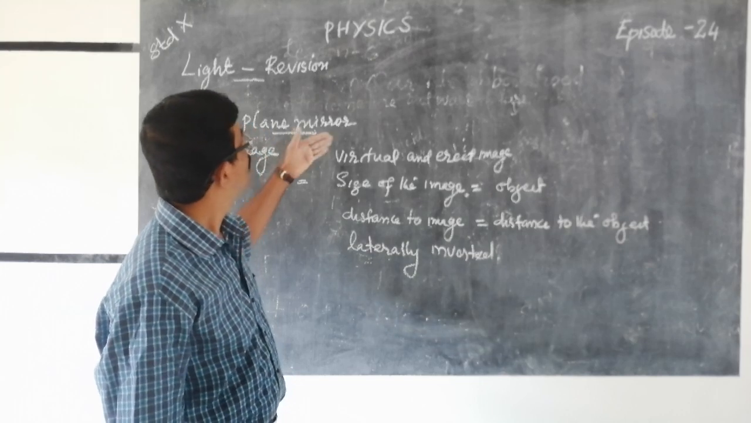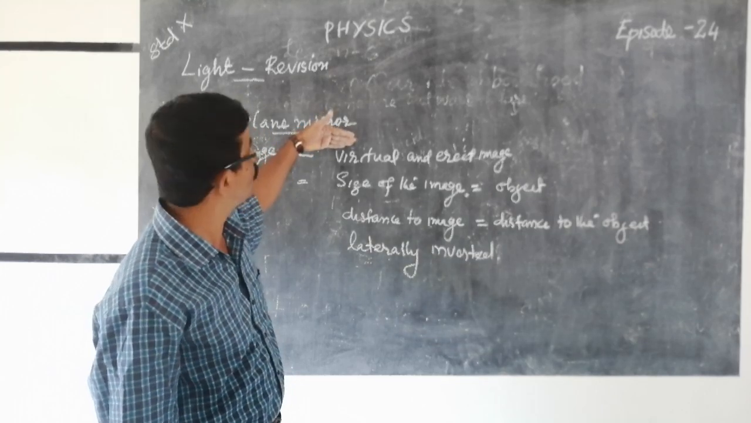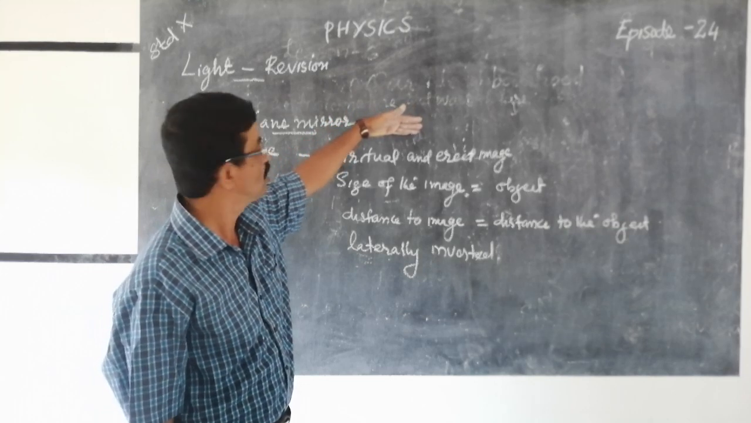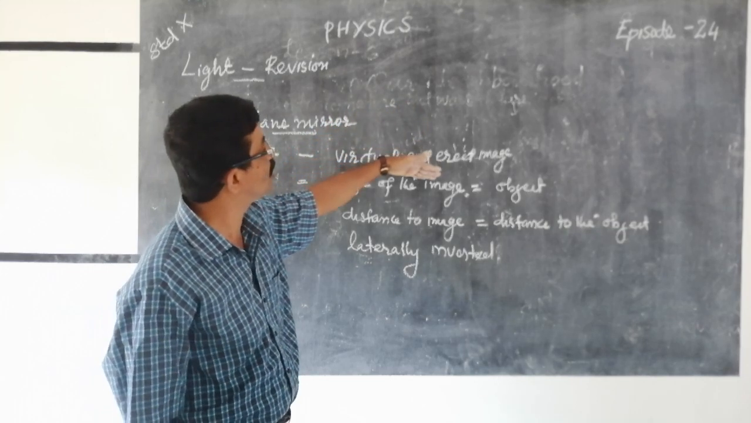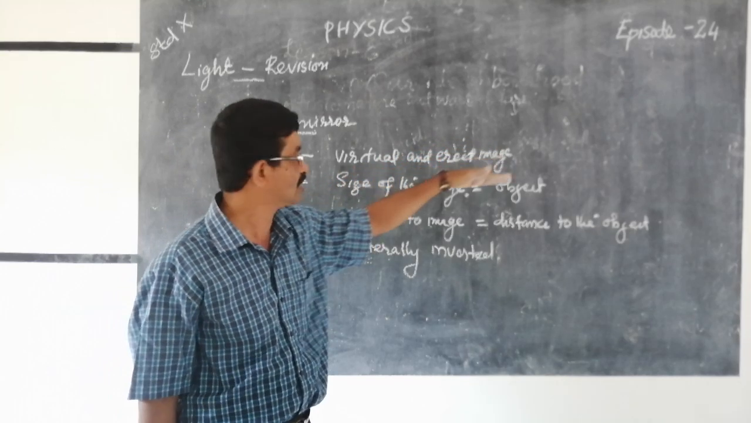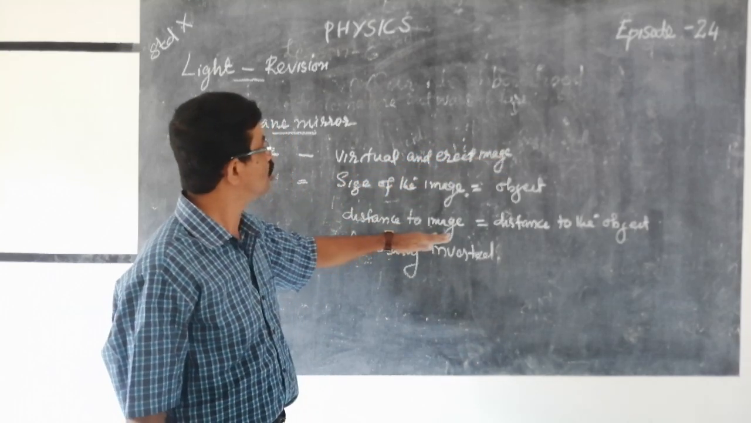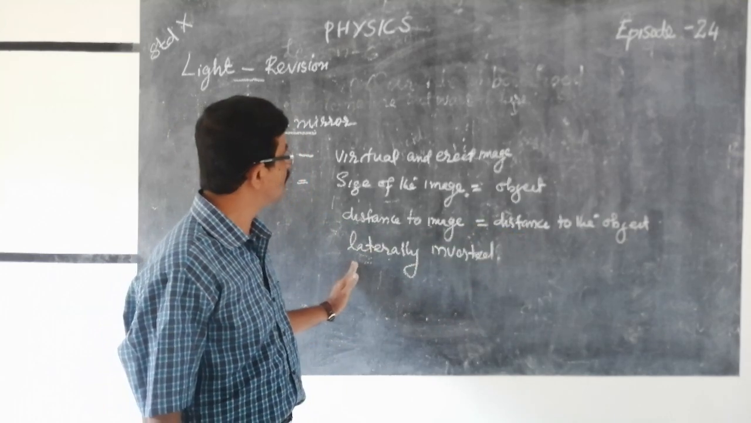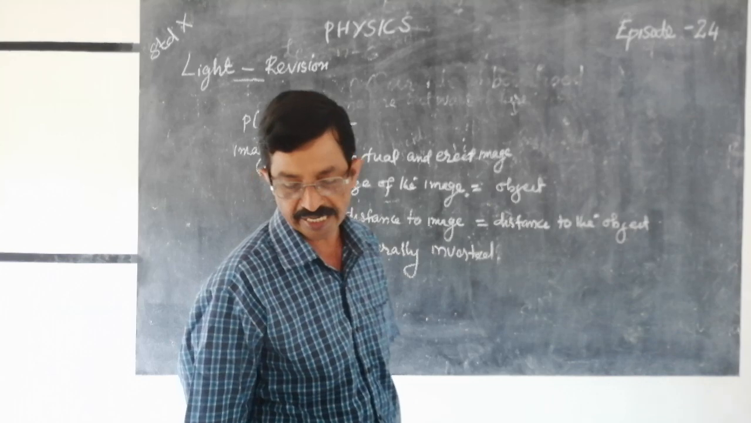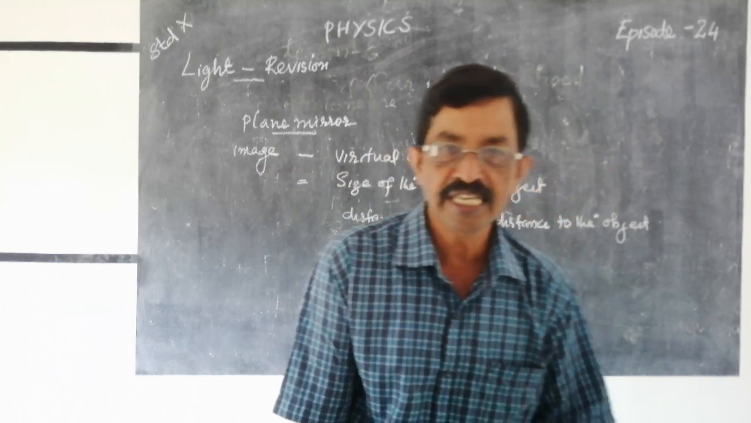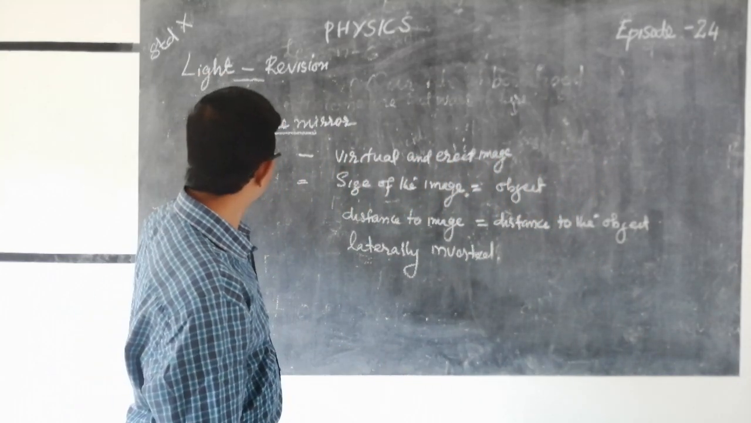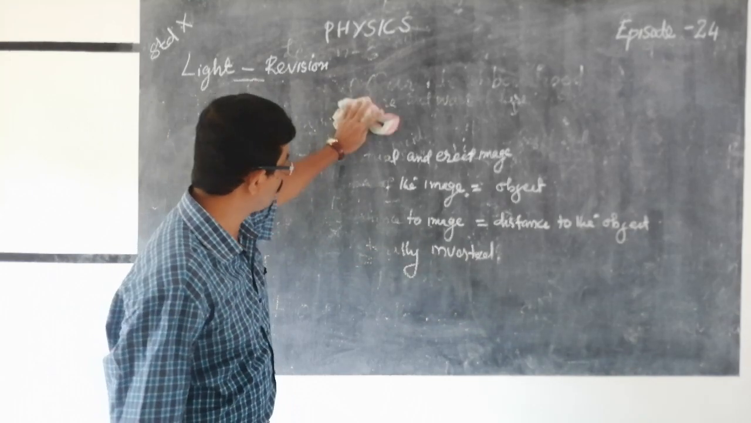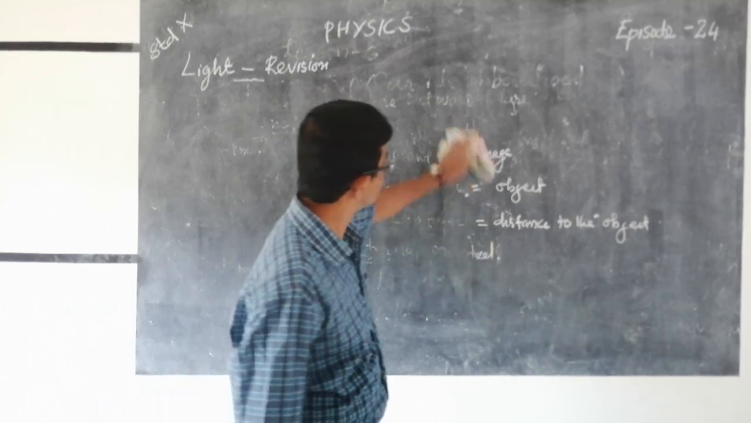A plane mirror always forms a virtual and erect image. The size of the image is equal to the size of the object. The distance to the image is equal to the distance to the object. And the image is laterally inverted. These are the properties. You already studied this. Once more, remember these things.